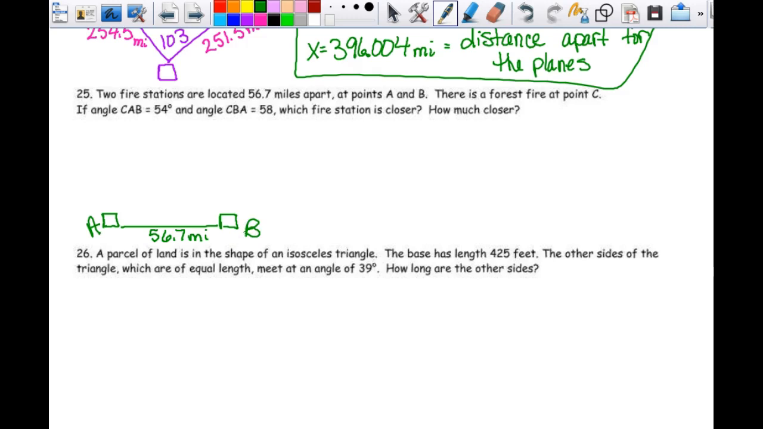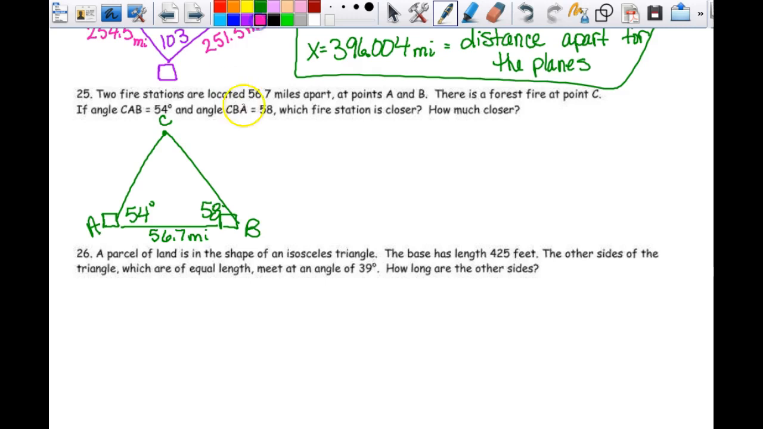There's a forest fire at point C. Okay? And so point C is out here somewhere. I don't know where, but whatever. Here's point C. And so it makes this triangle. Right? And it says angle CAB, this one is 54 degrees. And CBA is 58 degrees. So it says which fire station is closer and then how much closer?